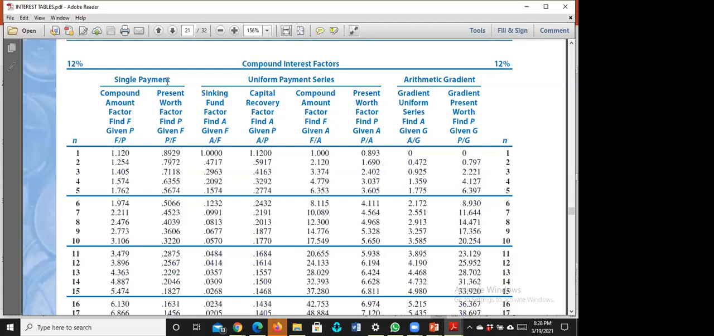Are you dealing with a single payment? Are you dealing with a uniform payment series? Even if you are dealing with a uniform payment series, are you calculating for sinking fund? Are you looking for capital recovery? Are you looking for compound interest, the compound amount factor? Are you looking for the present worth factor? If you use this one, it means you're using the present worth method. If you use this one, it means you're using the compound amount method. If you use this one, it means you're using the capital recovery method.